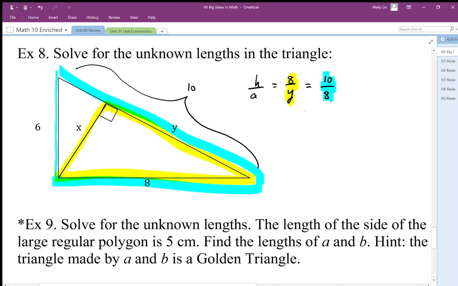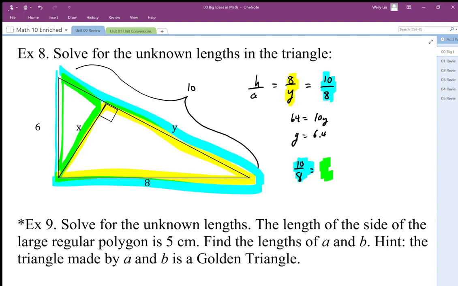When I solve for y here, I'm just going to cross multiply. I get 64 equals 10y, so I end up with y equals 6.4. I can use Pythagoras to solve for x, but I'm actually going to use that same proportion, that 10 to 8 proportion, to solve for this, using this smaller triangle here and setting up the same thing.